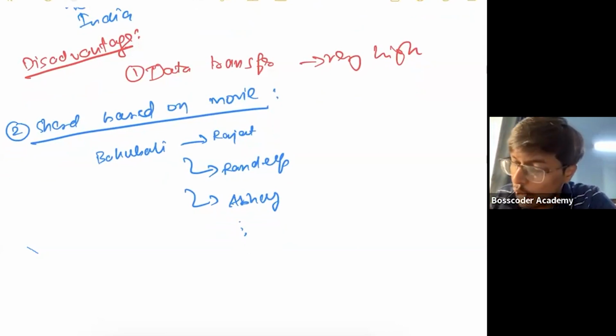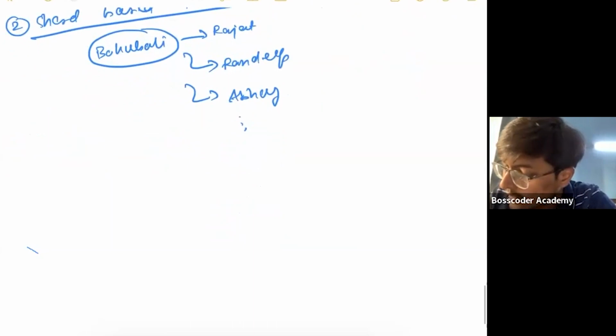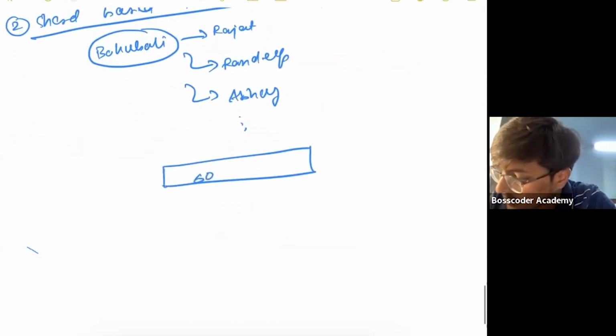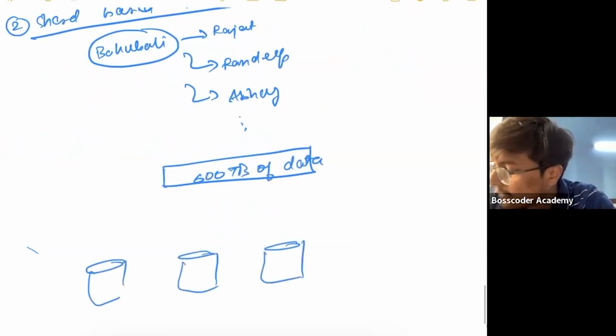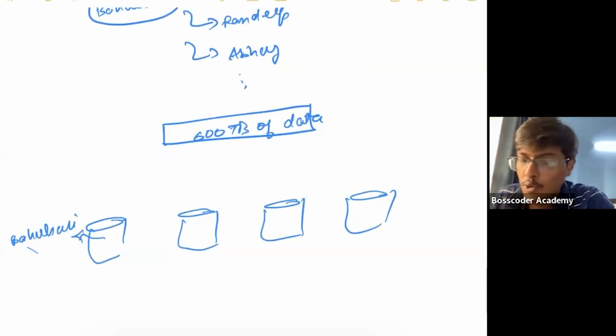Right? So now what you can do is store based on movie. So you have this 600 terabyte of data. You will create these multiple DBs, and one DB will store maybe some movie data, let's say Bahubali data, another DB other movie data. For example, tell me some movie names. I will just note them down. Tell me some movie names.